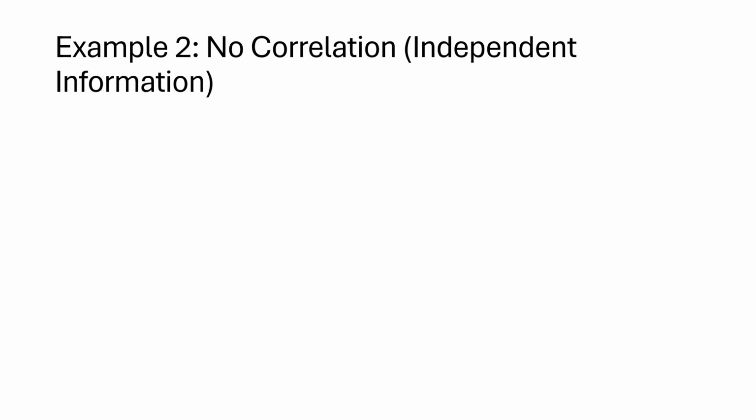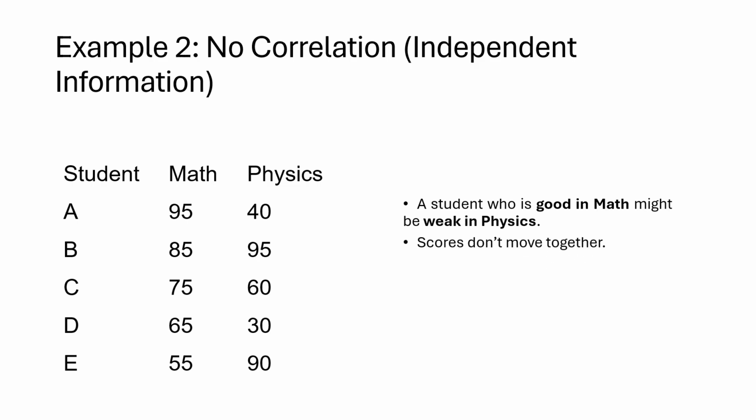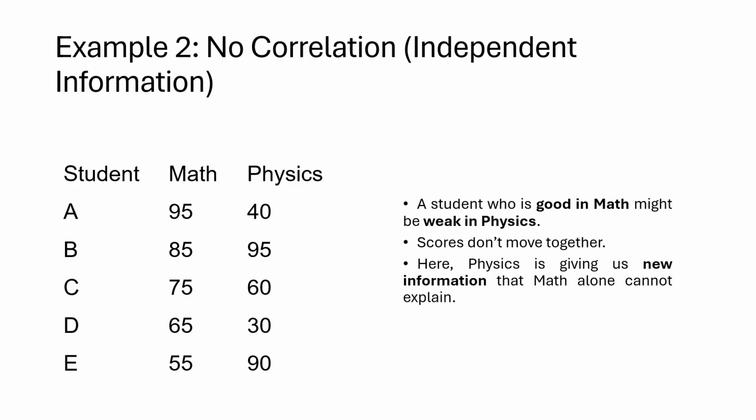Now let's look at a different situation. We will consider a table here with the same 5 students. Here, what we have noticed is that a student who is good in maths might actually be weak in physics. So the scores do not move together. Maths marks and physics marks are telling different stories. In this case, physics is giving us new information that maths alone cannot explain. So we cannot throw away either subject. We need both maths and physics to fully understand the student performance.